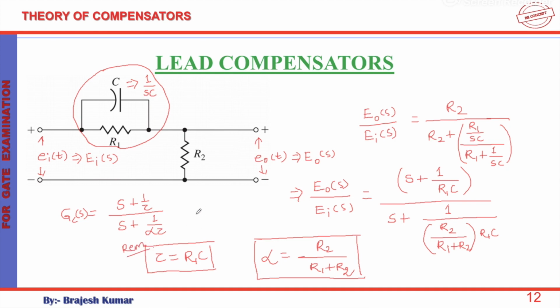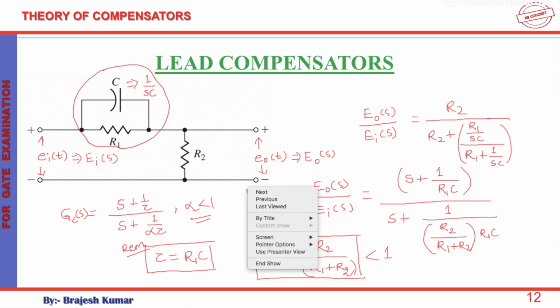How can you remember? See, R1C. Here this resistor is in parallel with C, that is why R1C. And alpha, we claimed that alpha is less than 1, then only it will act as a lead network. And see here, alpha is a ratio of R2 upon R1 plus R2, and it will of course be less than 1, and hence this particular circuit will act as a lead network.